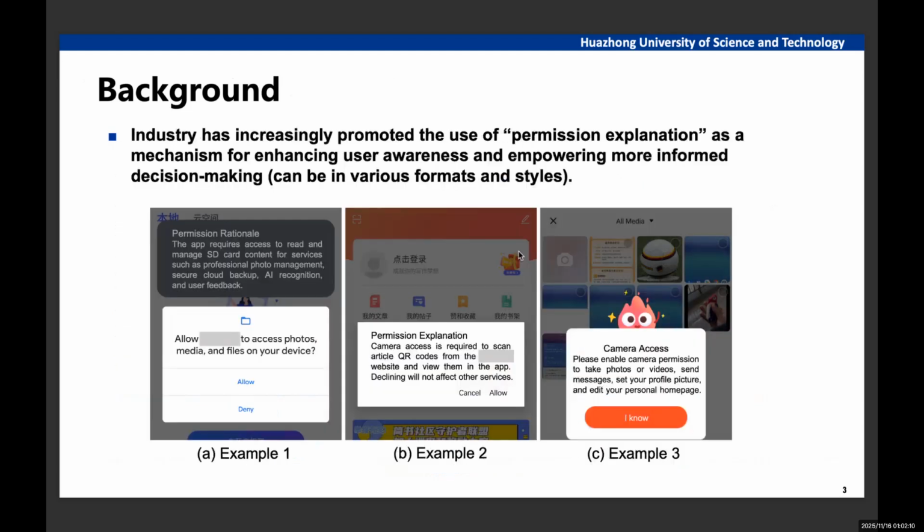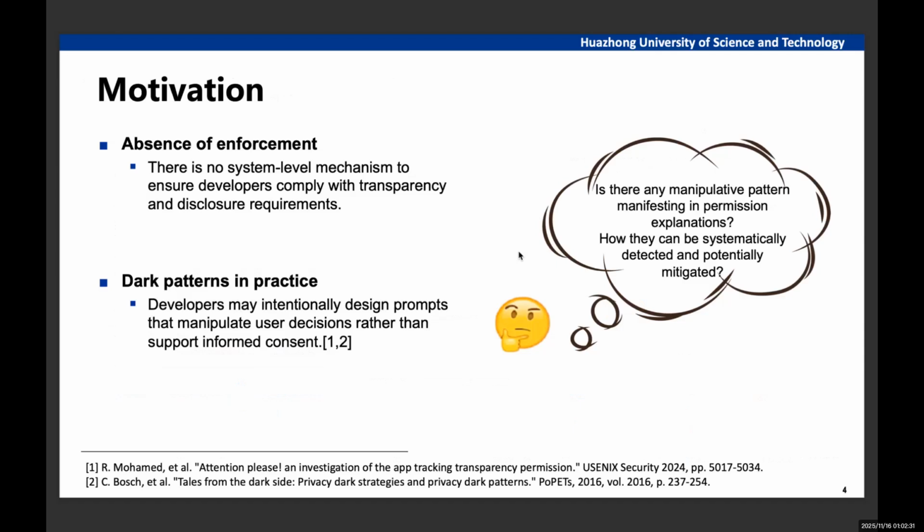In this context, the industry has increasingly promoted the use of permission explanations as a mechanism for enhancing user awareness and empowering more informed decision-making. These permission explanations are designed by their developers and can be diverse in format and style. However, the actual effectiveness of these explanations depends heavily on implementation quality.